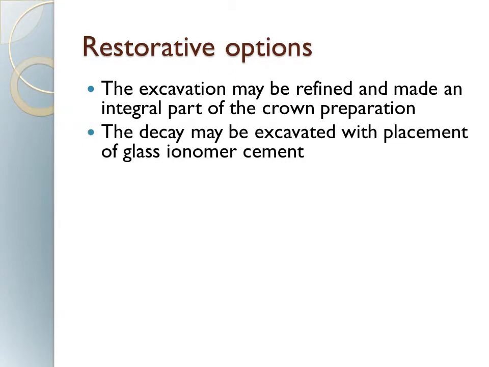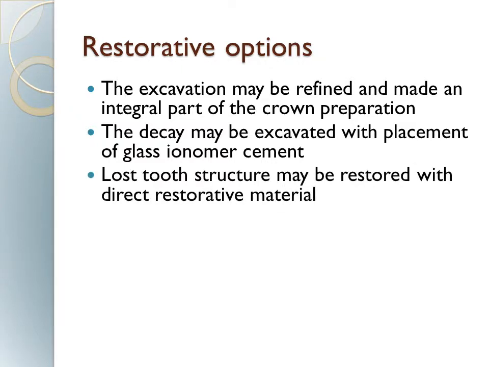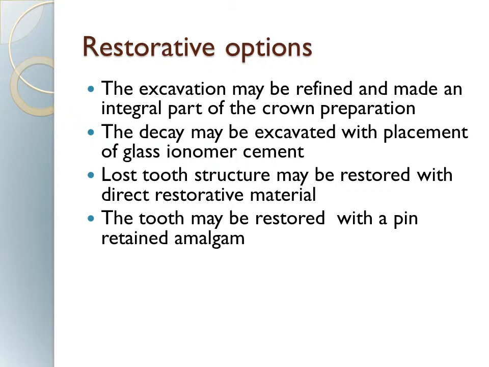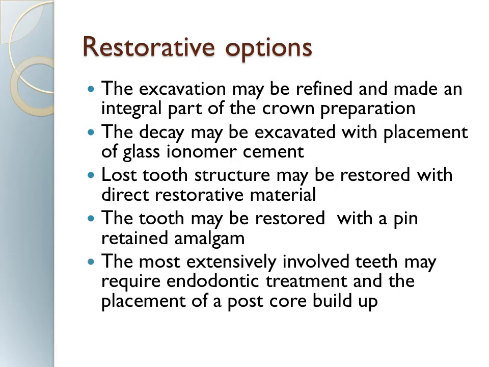The decay may be excavated with placement of glass ionomer cement in the excavation. Lost tooth structure may be restored with direct restorative material, and the tooth subsequently prepared for a crown. The tooth may be restored with a pin-retained amalgam. Pin placement must be such that the pin will remain after the tooth is prepared for a crown. The most extensively involved teeth may require endodontic treatment and the placement of a post-core buildup.